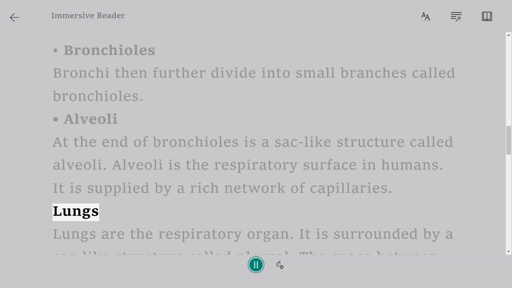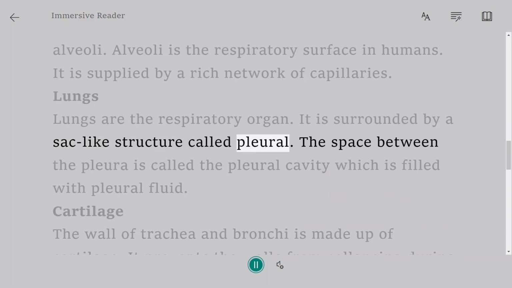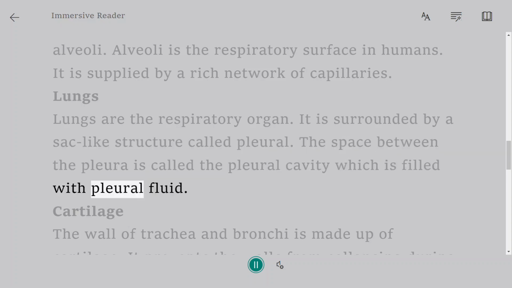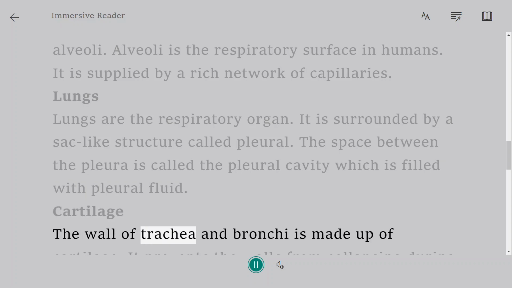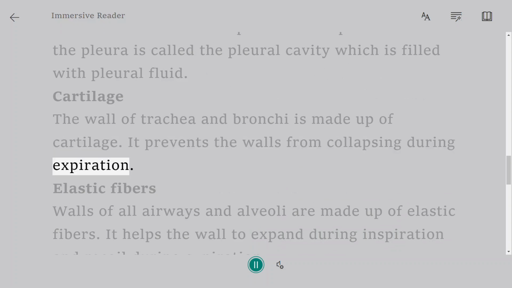Lungs. Lungs are the respiratory organ. They are surrounded by a sac-like structure called the pleura. The space between the pleura is called the pleural cavity, which is filled with pleural fluid. Cartilage. The wall of the trachea and bronchi is made up of cartilage. It prevents the walls from collapsing during expiration.